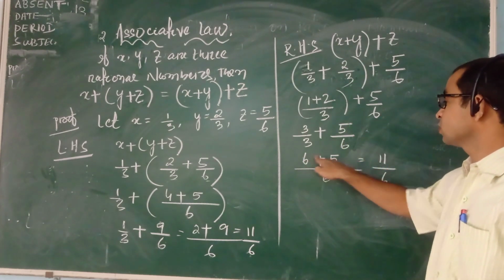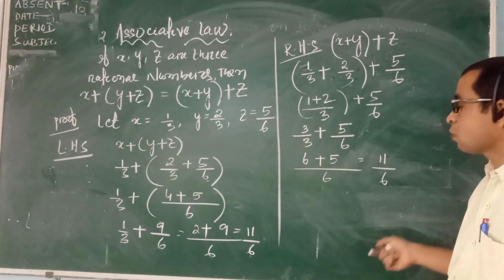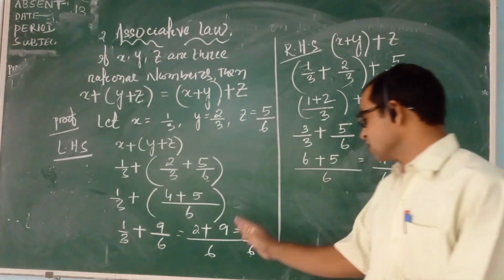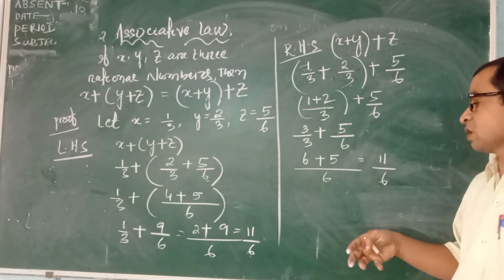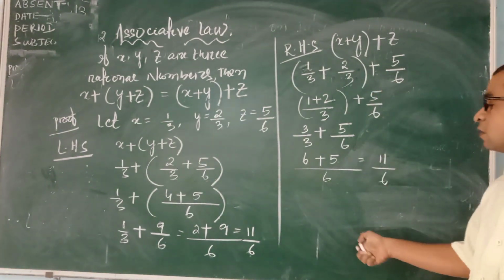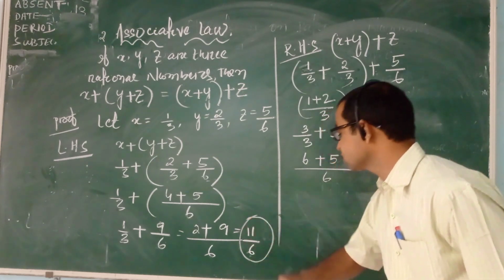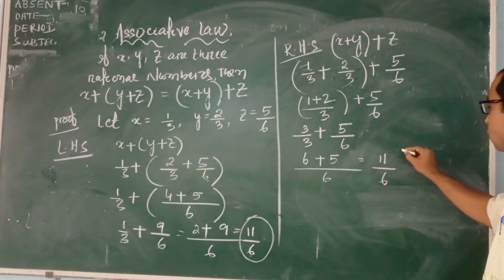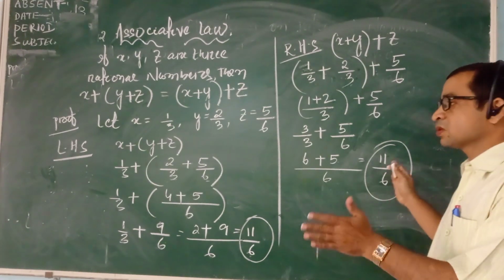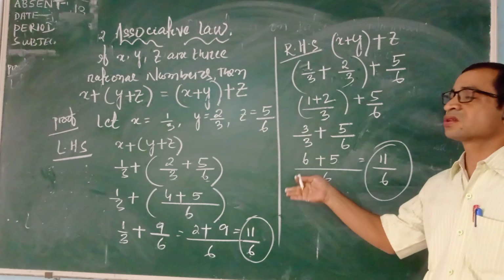Now let us add both the things. 6 plus 5, how much? 11 by 6. Now you compare. After finding the value of LHS and RHS, you compare to yourself whether you are getting the same value for LHS or RHS or not. So now let me check here what value I have got in LHS, 11 by 6. What value I got for RHS, 11 by 6. That means on both sides we got the same value. Hence associative law is satisfied.